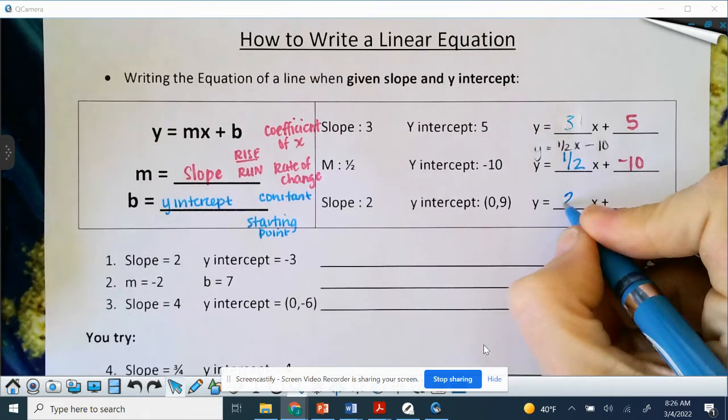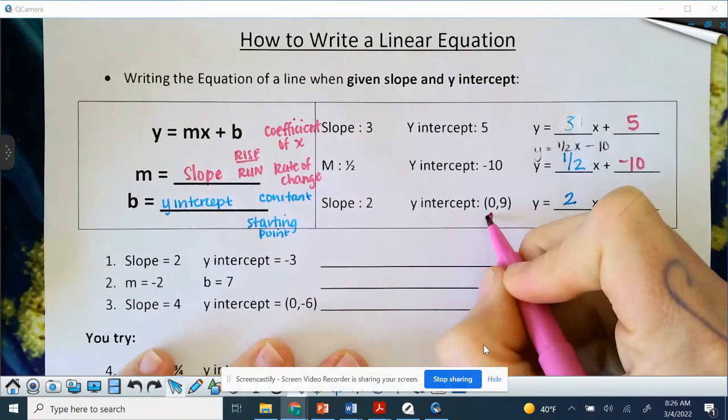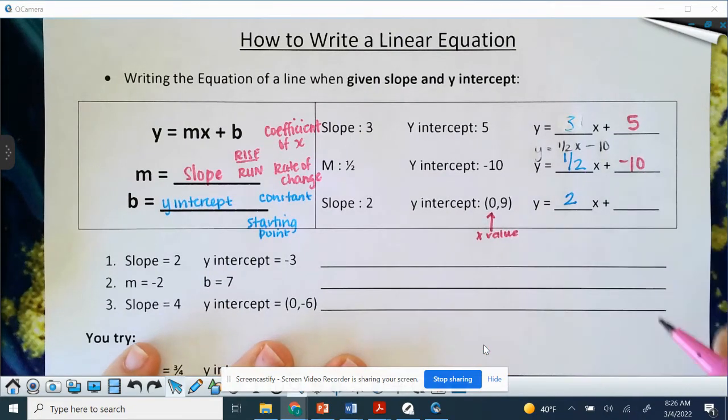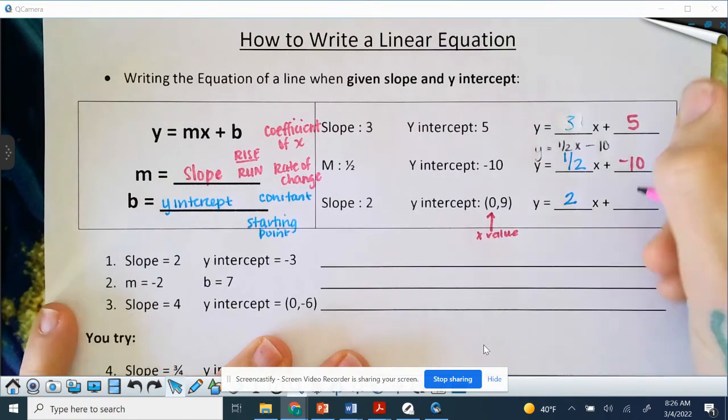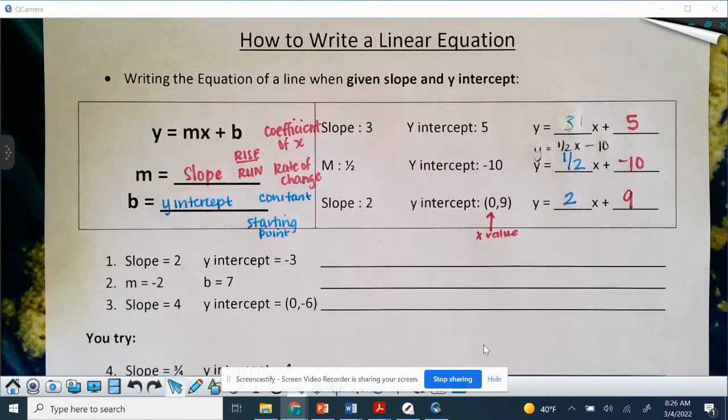And then last but not least, our slope is 2, and our y-intercept is (0, 9). So remember, whenever you have a y-intercept, the x value is always going to be 0. That means you didn't go left and right at all. You just went up or down to find a starting point. So then plus 9 here. No matter how they give it to you, hopefully you'll be able to write that equation. So we're going to try again.